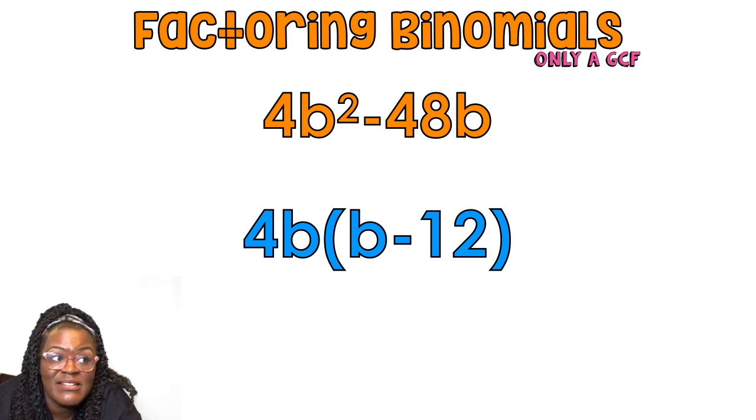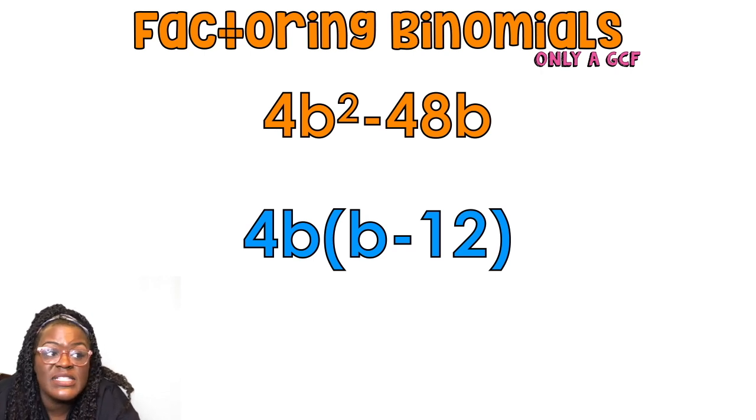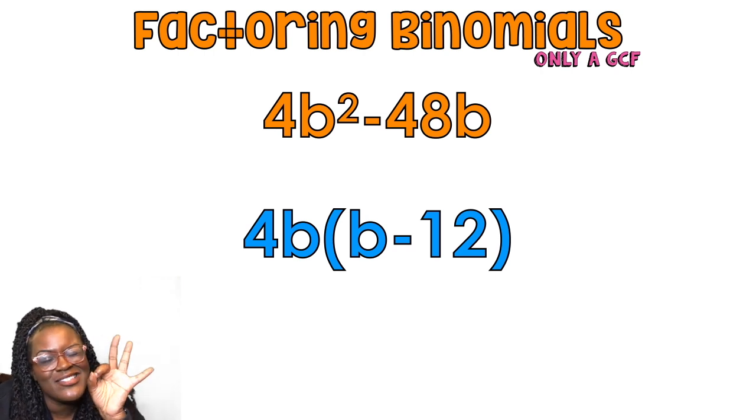I take the 4b on the outside, what's left on the inside is a b, and what's left is a minus 12. I know I'm right because if I redistributed, 4b times b is 4b squared, 4b times negative 12 is negative 48b. That's how you know you're right, when you can go backwards and forwards and get the same answer.